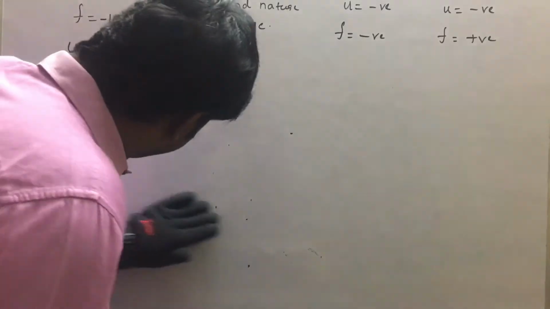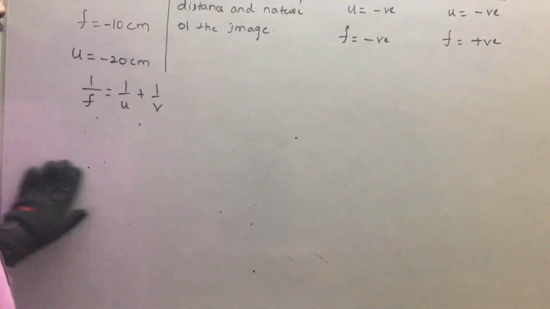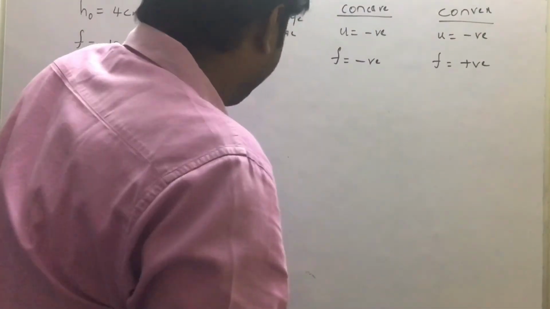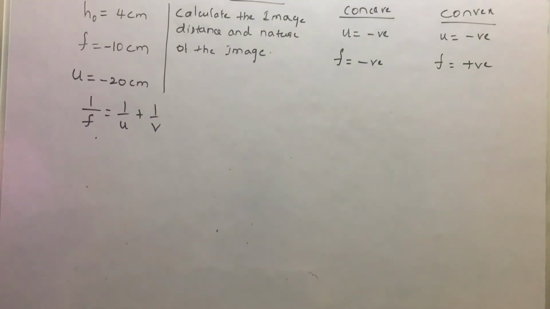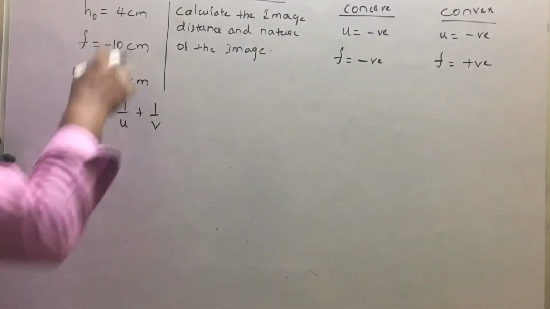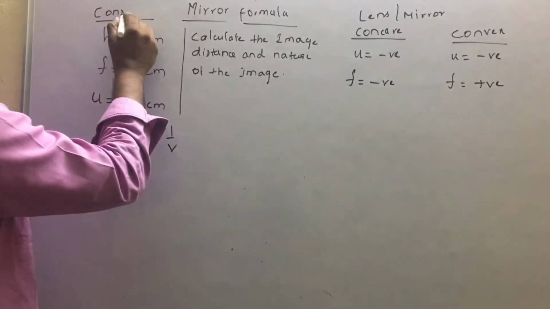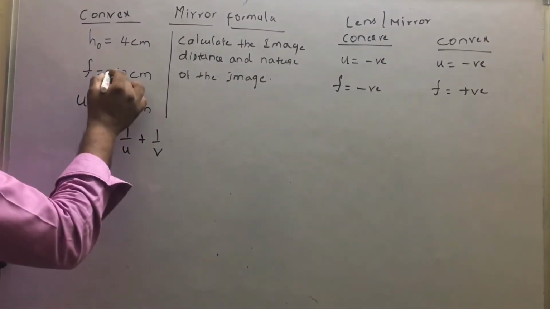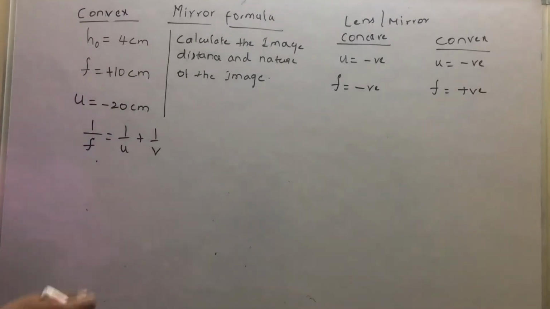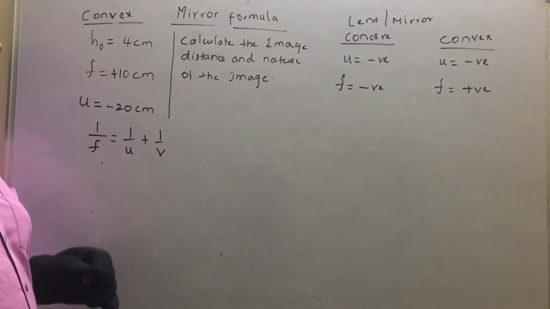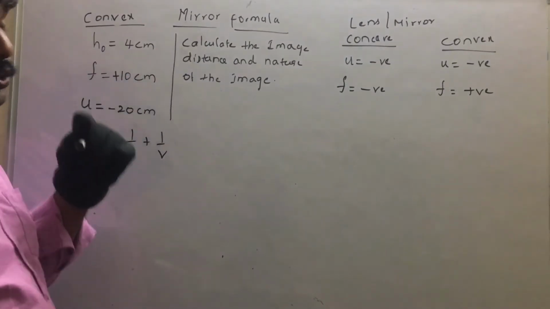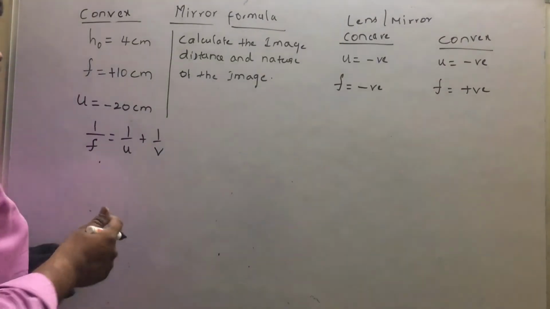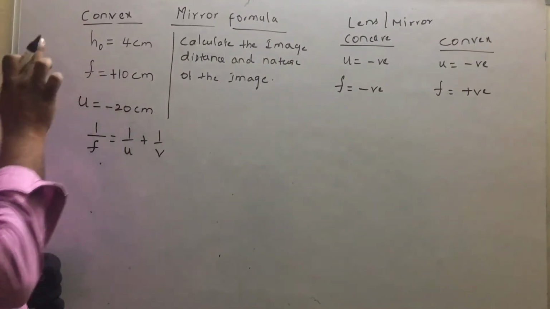What are the sign conventions for a convex mirror? For a convex mirror, f should be taken as positive. Now that means the focal length is plus 10 centimeters, ho is the same, the height of the object is 4 centimeters, and the object distance is the same, 20 centimeters.